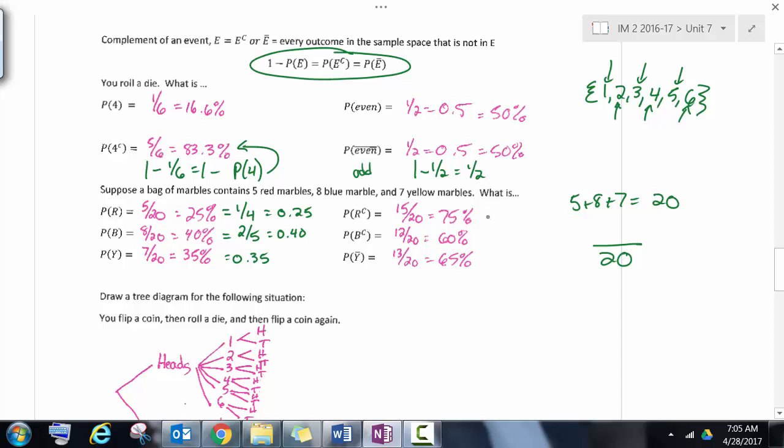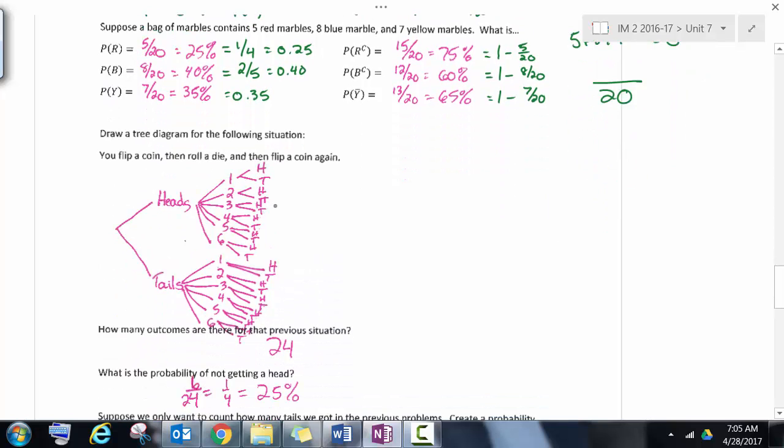Now, to get our complements, for red it's 1 minus 5 out of 20, which is 15 out of 20. The complement of getting a blue marble is 1 minus the probability of getting a blue marble, which is 8 out of 20. So 1 minus 8 out of 20 is 12 out of 20, or 60%. The probability of getting a complement of yellow is 1 minus the probability of getting yellow, 7 out of 20. So we subtract to get 13 out of 20. We could also just subtract the percents from 100, because that's what 1 is as well.